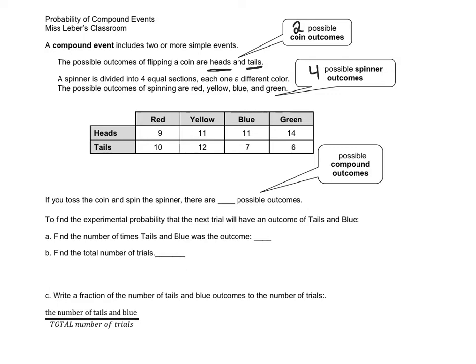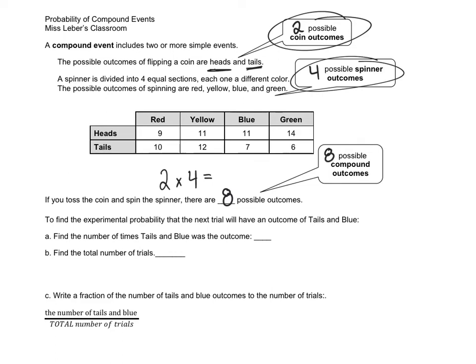So it says if you toss a coin and spin the spinner, there are blank possible outcomes. Well, if I've got 2 coin outcomes and I've got 4 spinner outcomes, 2 times 4 is going to give me 8 possible outcomes. You can also see that in the chart. You've got 1, 2, 3, 4, 5, 6, 7, 8 different options. So you really have 8 options because you could have heads yellow, tails blue, tails green. Again, you can just do that by multiplying your coin options by your spinner options. That's how you can figure out the 8 possible outcomes.